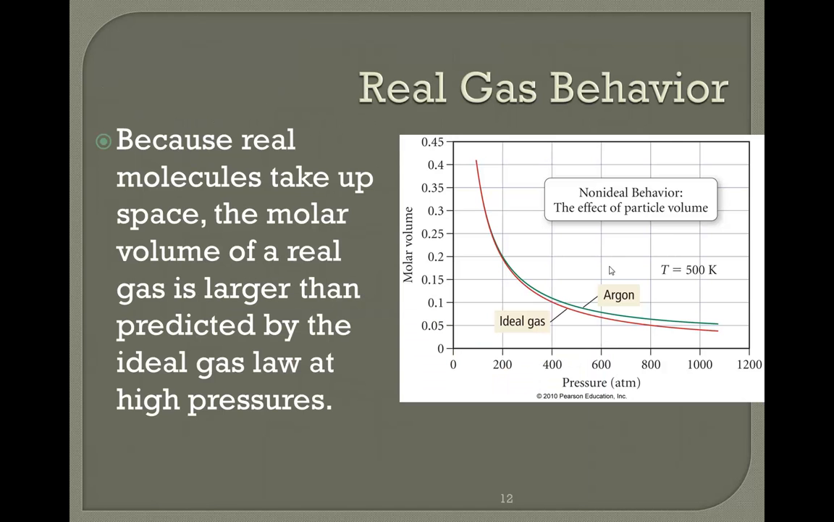Because real molecules take up space, the molar volume of a real gas is larger than predicted by the ideal gas laws at high pressure. So as the pressure goes up, notice there's a deviation here. As the molecules are forced to have more pressure, they have to acknowledge the actual size of the molecule itself. And so there is a deviation in the molar volume, which is not exactly the same.